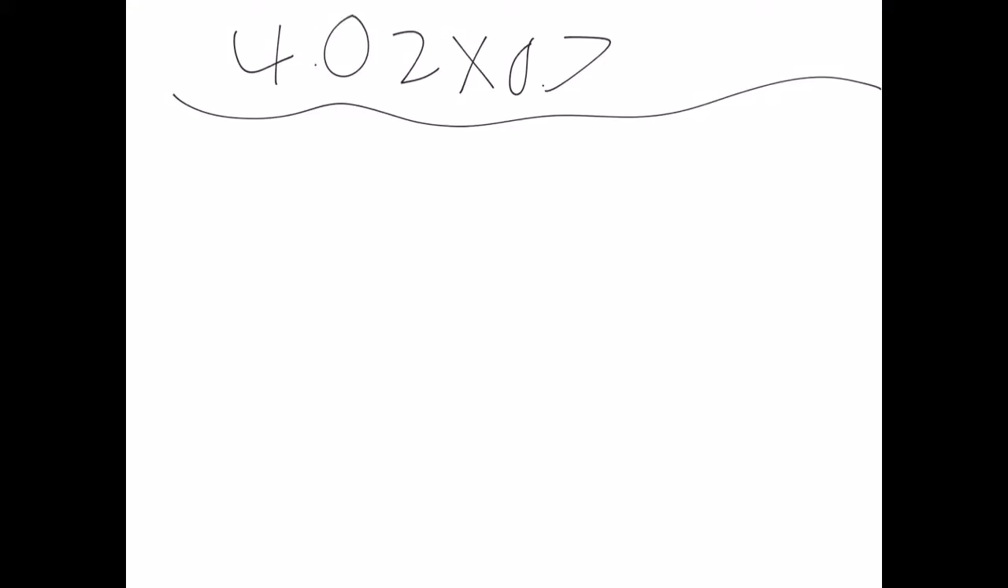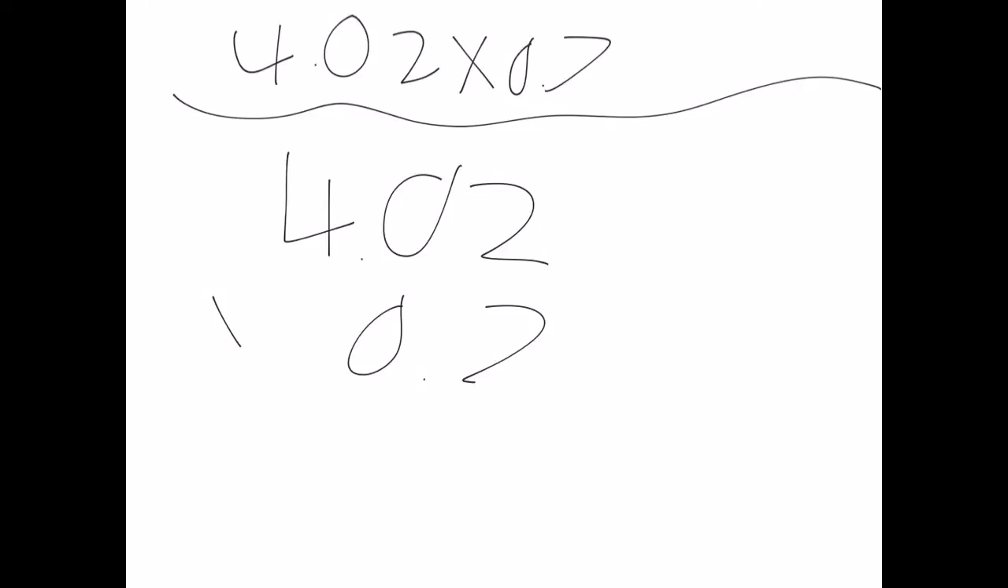This is how to multiply decimals. First, unlike addition and subtraction with decimals, you don't have to line up the numbers. So it's 4.02 times 0.7. Now we multiply. Okay, 7 times 2 is 14. 7 times 0 is 0, plus 1 is 1. 7 times 4 is 28. So you put 8 and 2.